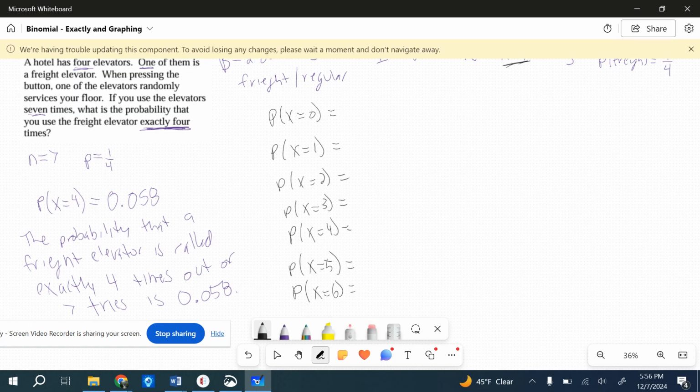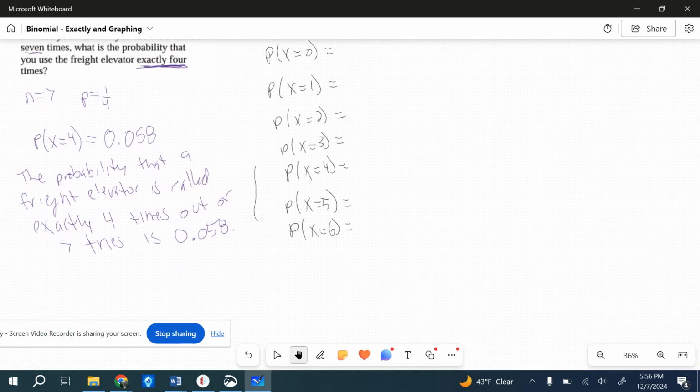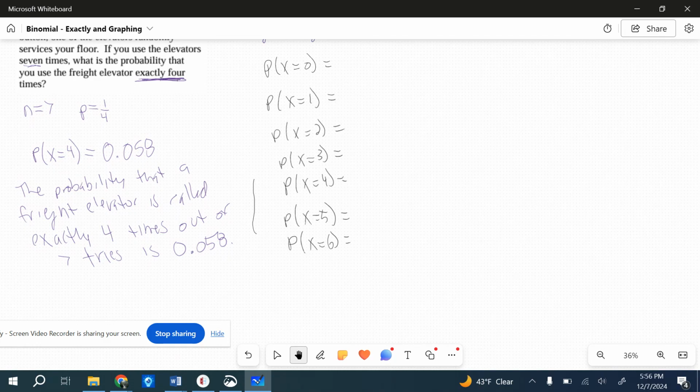Oh, I'm running out of space here. Okay. Probability that X equals 7. All right, now I already know the probability that X equals 4 is 0.058.